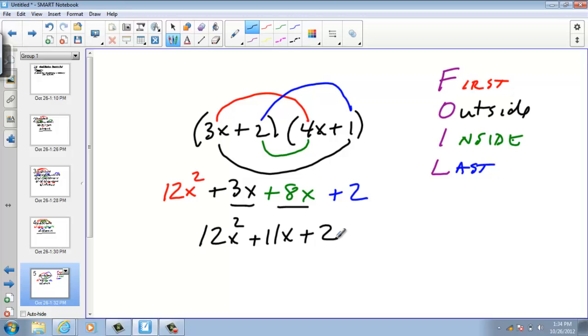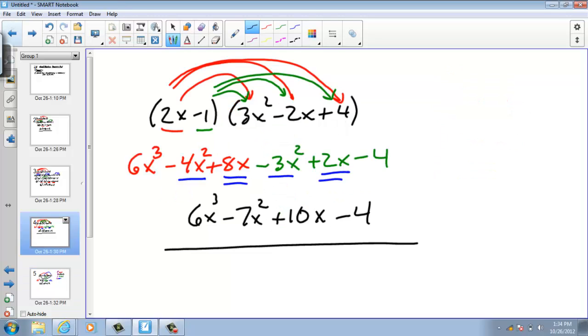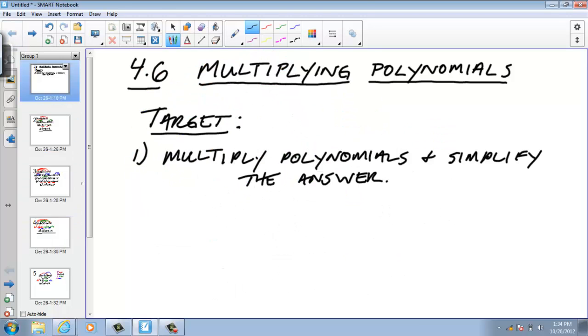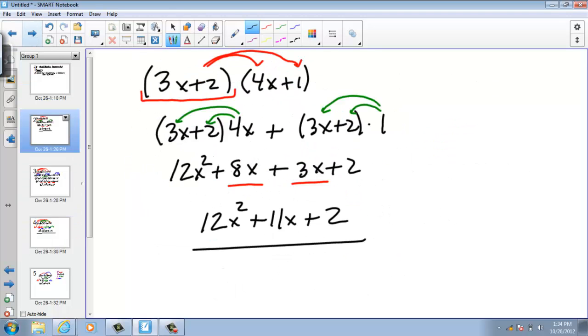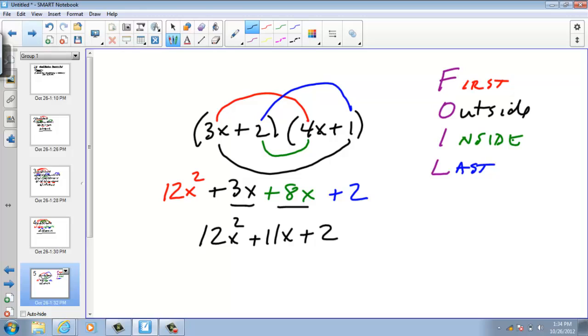Now I'm going to go back a couple slides to our first example where we multiplied those same two binomials. There it is. 12x squared plus 11x plus 2. Same answer, but again, much more streamlined and efficient is this FOIL method. Okay? First, outside, inside, last. So you will get very efficient and quick with this FOIL method.